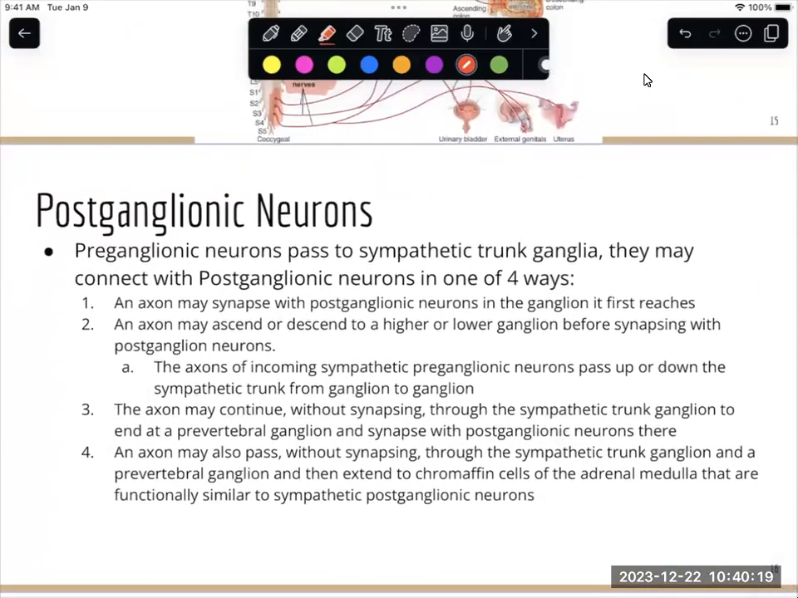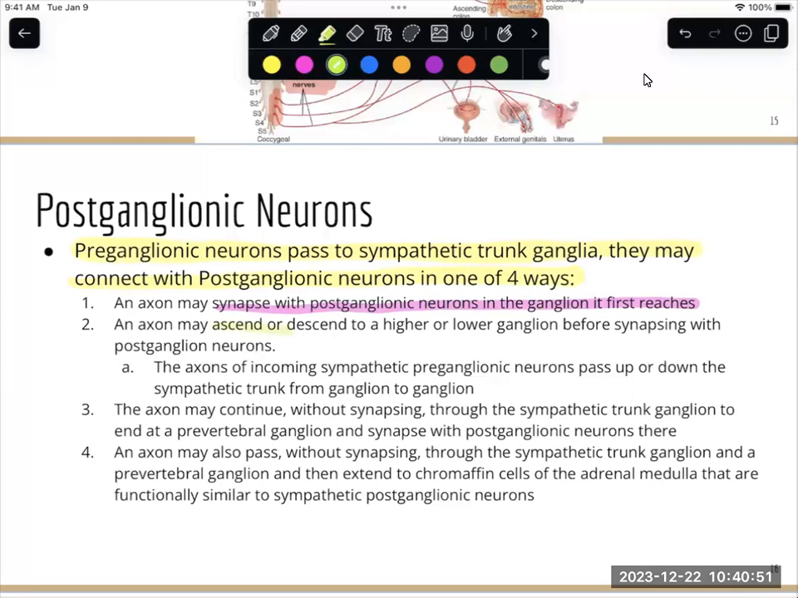So preganglionic neurons are going to go through that sympathetic trunk. They may connect with a postganglionic neuron. There's 4 different ways they can do it. So they can synapse with that postganglionic neuron in the ganglion that it first reaches. So the first place that it stops, it can synapse with a neuron there.